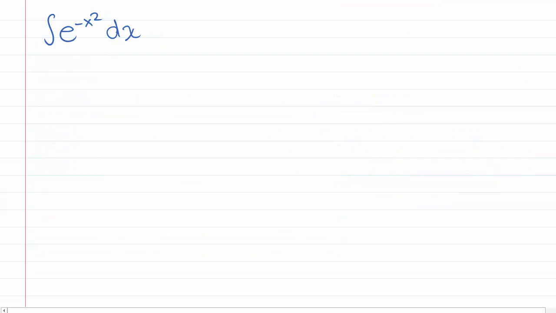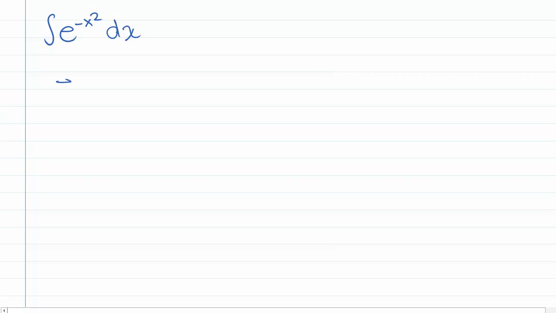Alright, now here's one of my favorite applications of Taylor series. We're going to integrate e to the negative x squared. And I want you to think about it for a minute. None of the techniques we know so far will allow us to integrate e to the negative x squared. But if we rewrite e to the negative x squared as a power series, then we know how to integrate it, right? Because you can just integrate power series term by term.